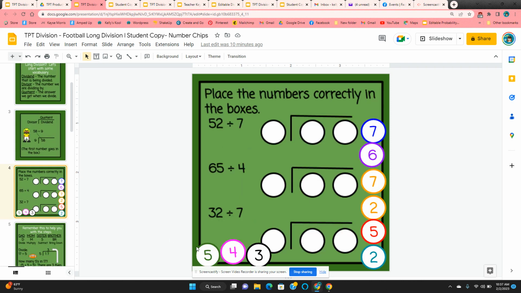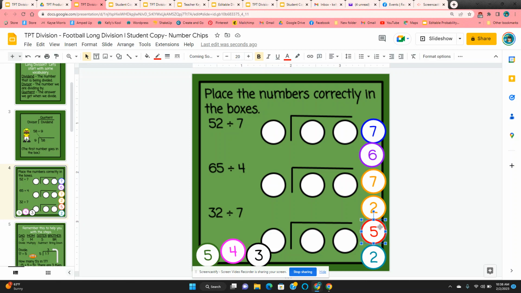So the students are going to be moving these number chips. They just have to click and hold and they can move them into place. Every slide has all of the numbers they're going to need, so that helps them move toward the correct answer. All they're doing on this slide is showing how they would put this problem, 52 divided by 7, inside the house or the box.